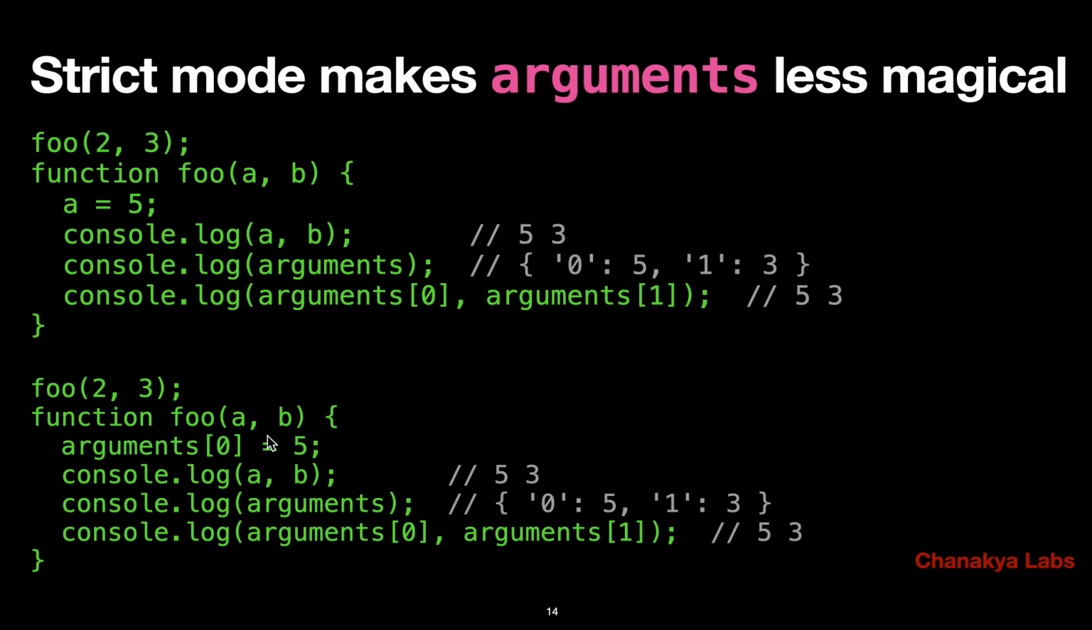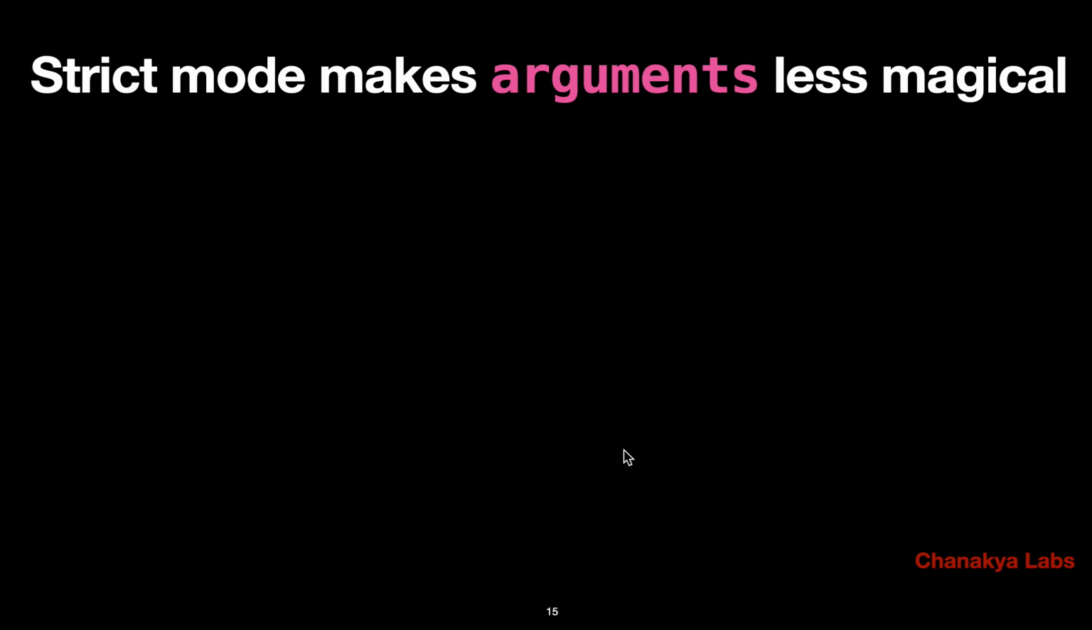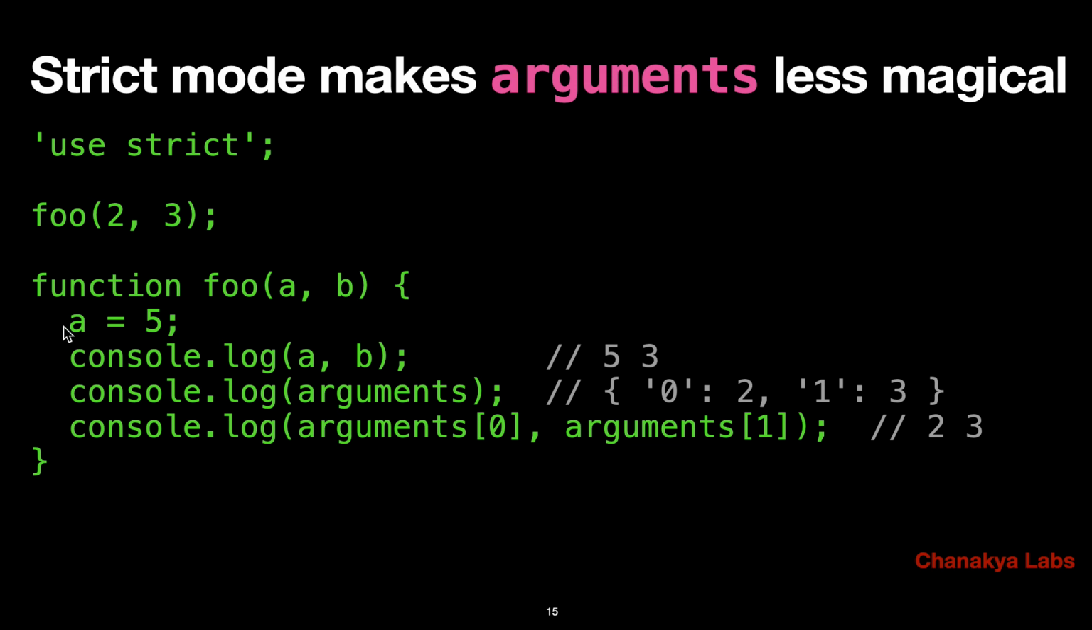And the same thing happens the other way around. If you change arguments[0] to 5, then automatically A is also changed. This is not what we want, and that's why if we use strict mode, then if A is 2 and B is 3 at the entry of this function, and you change A to 5, just A is changed, arguments is not changed, arguments is still 2 and 3. This might be helpful in getting the original arguments of the function and making the code less buggy.